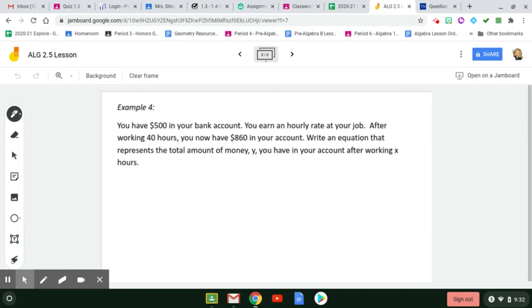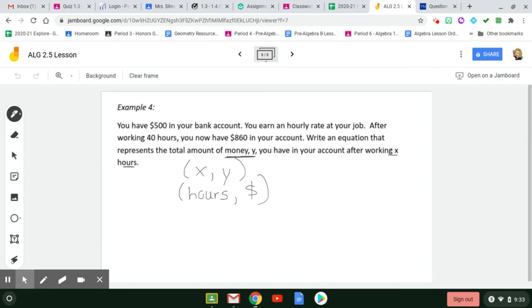Okay, so it says represents the total amount of money, Y. So money stands for Y. And after working X hours. Okay, so what I'm going to do, I know all my ordered pairs go X, Y. I'm going to set it up like this. X stands for hours, and Y stands for money. So I'm going to look through the problem and see if maybe I can find some ordered pairs.